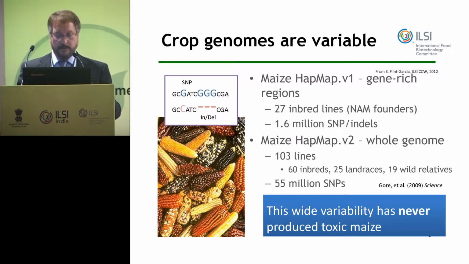And that was expanded a little bit more to include 103 lines, and now they have 55 million SNPs on the record. That's just SNPs, not counting indels. And yet, this wide variability in SNPs has never produced toxic or dangerous maize.